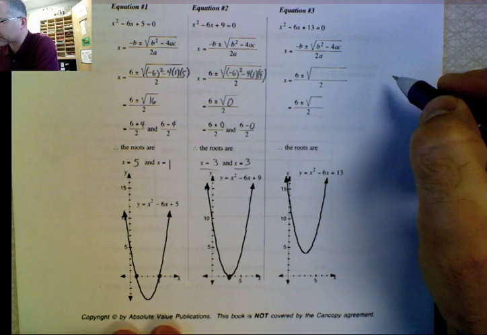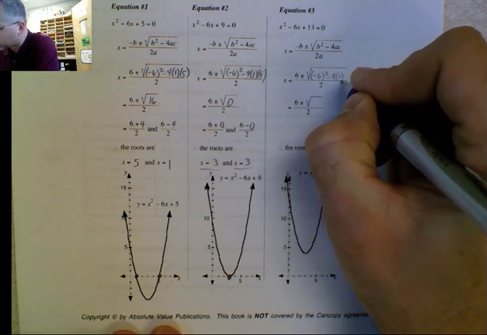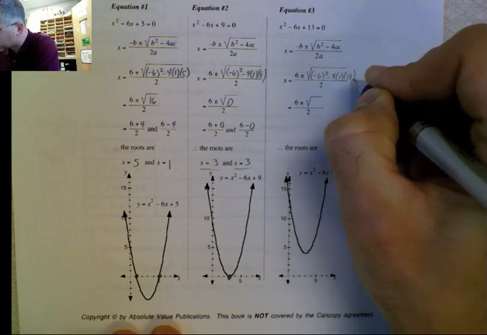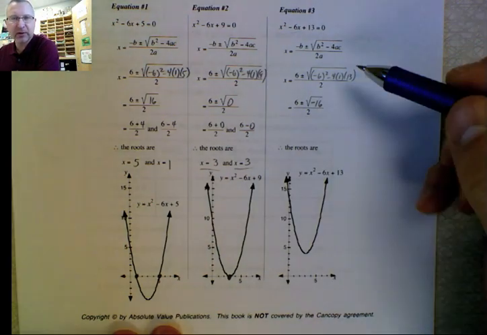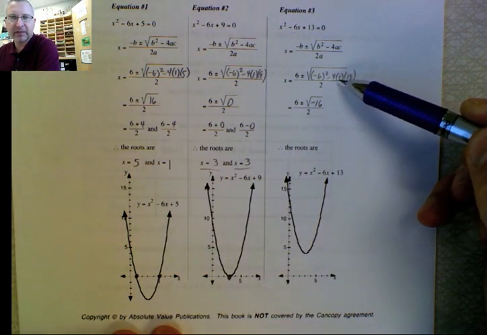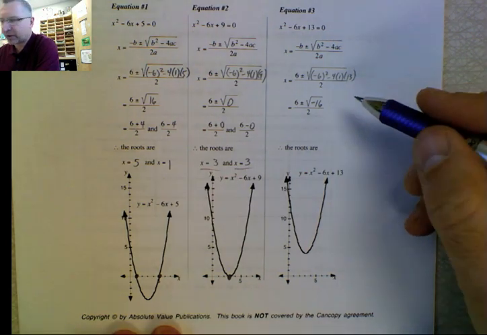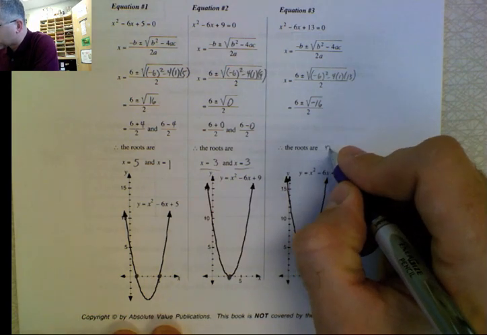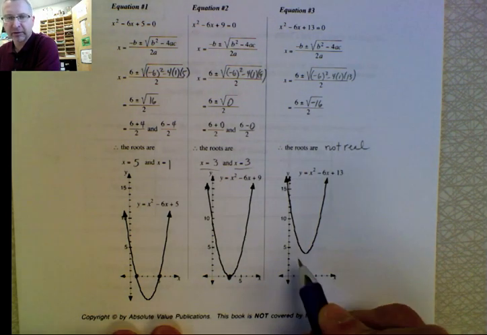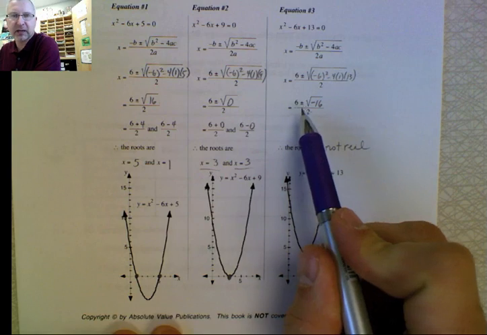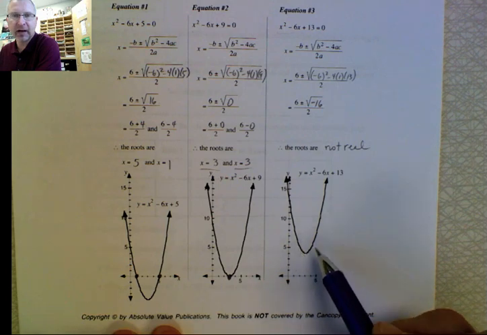The last case is x squared minus 6x plus 13. So we get negative 6 squared minus 4 times 1 times 13. And what you're going to end up with is negative 16 under the square root. You've got 36 minus 52, which is going to give us negative 16. Well, you cannot take the square root of a negative number, so we say the roots are not real, or there are no roots. If you look at this graph, there are no x-intercepts, and that's what this is telling us. We can't calculate any x-intercepts, so there aren't any if we look at the graph of the parabola.